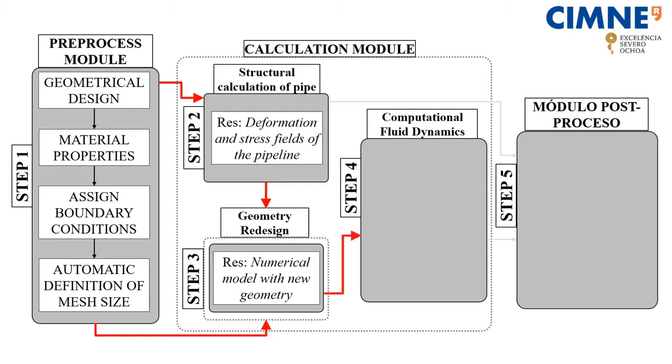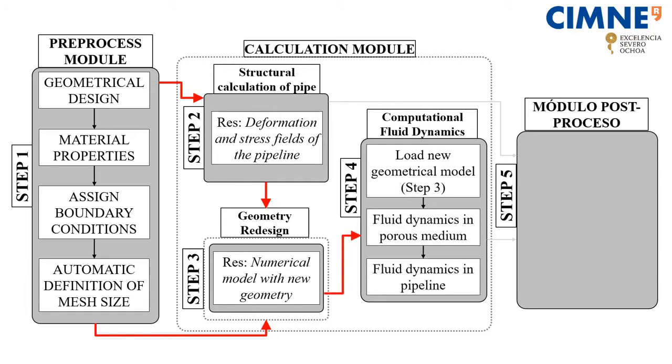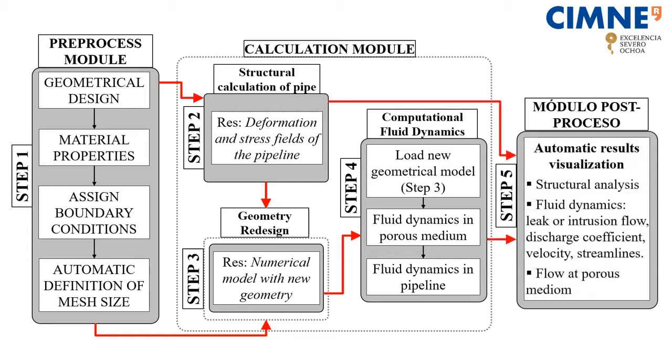With this new geometry, the algorithm runs the third and last submodule of the calculation block, the computational fluid dynamics simulation. This simulation is calculated in the whole new domain, that is the inner part of the pipe, including the orifice and the external medium corresponding to a porous soil. Finally, with the post-process module, both the structural and hydraulic most relevant results can be seen automatically.